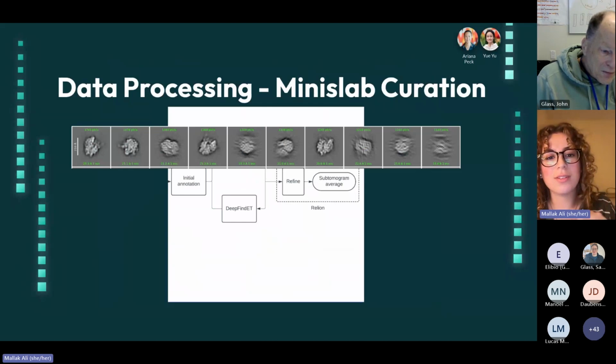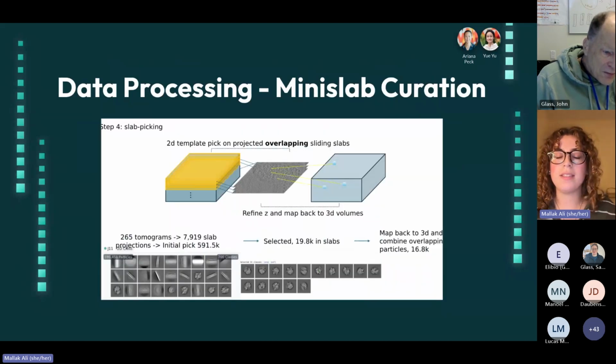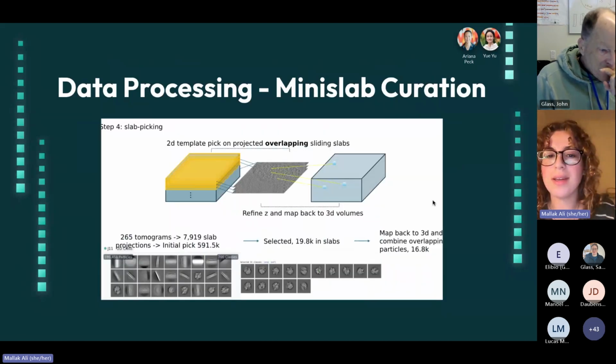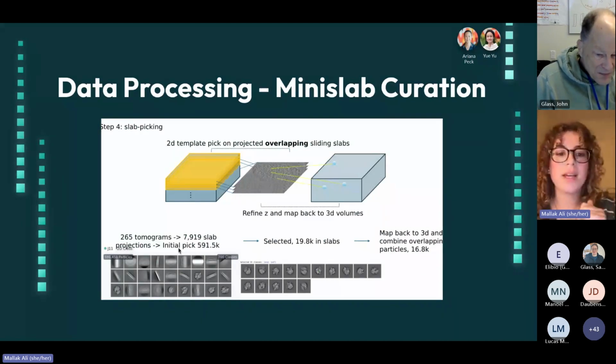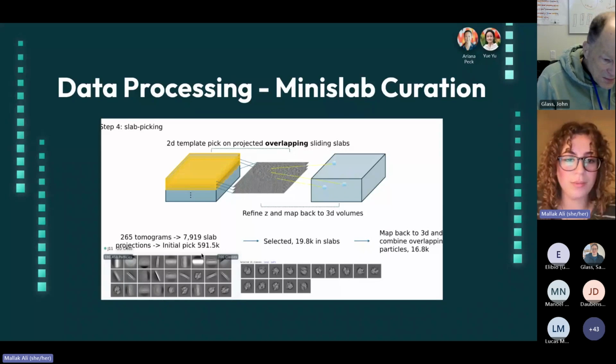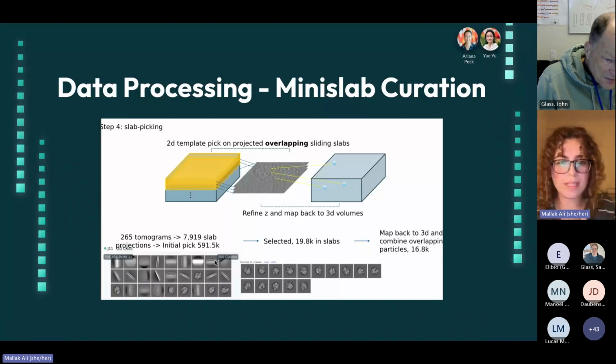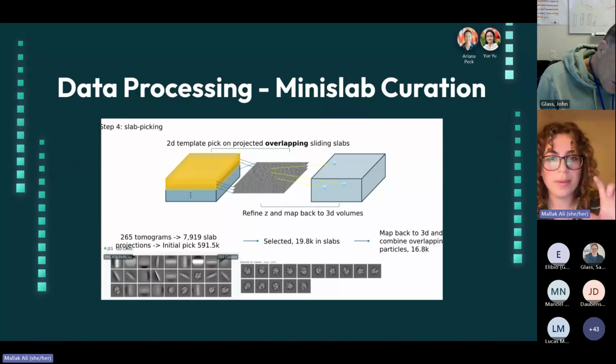We're also using this for quality checks, and this diagram was provided by UA, and it beautifully illustrates the 265 tomograms that were accepted. Of that, 591,000 picks were chosen, but you can see that they're not too great. So then by way of mini slab curation, 19.8 thousand picks were selected, and moving forward after overlapping the slabs, only 16.8 thousand picks will move forward in the processing pipeline.